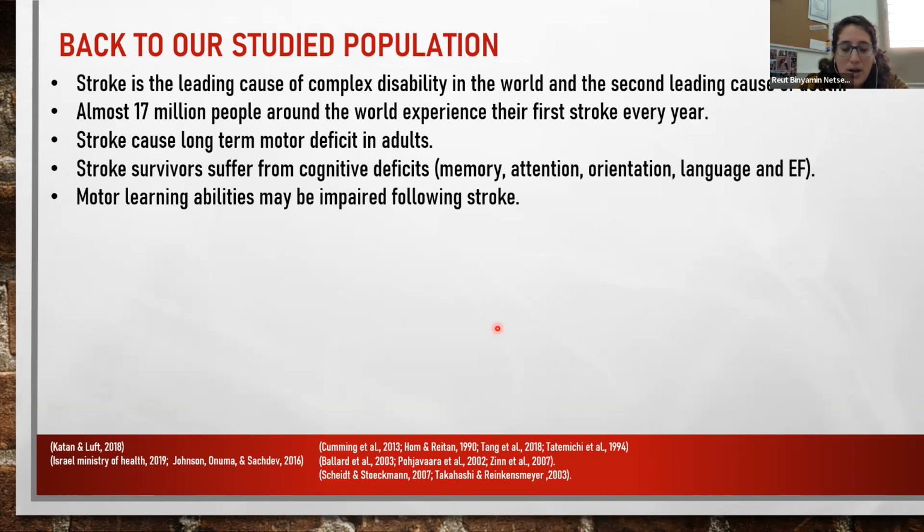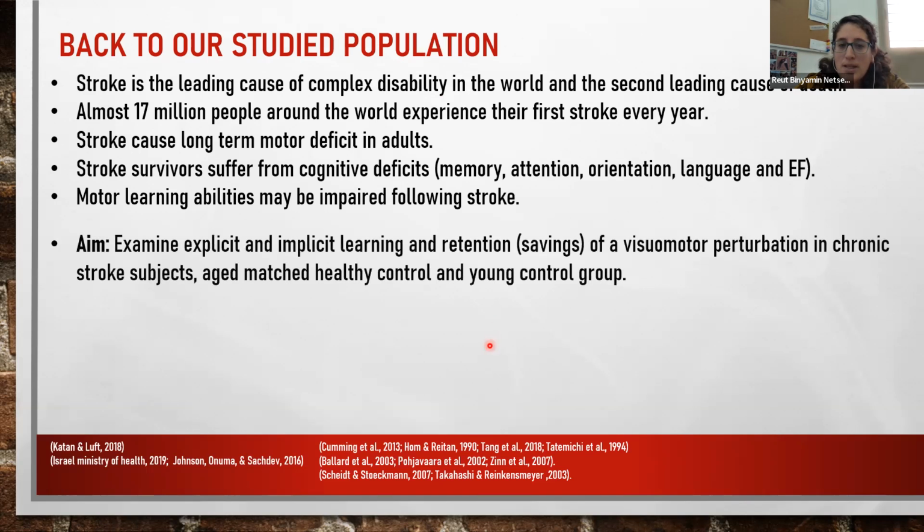This topic has a lot of debate in the literature. And our aim was to examine explicit and implicit learning and saving of visual motor perturbation in chronic stroke subjects, age-matched healthy control, and young control group.